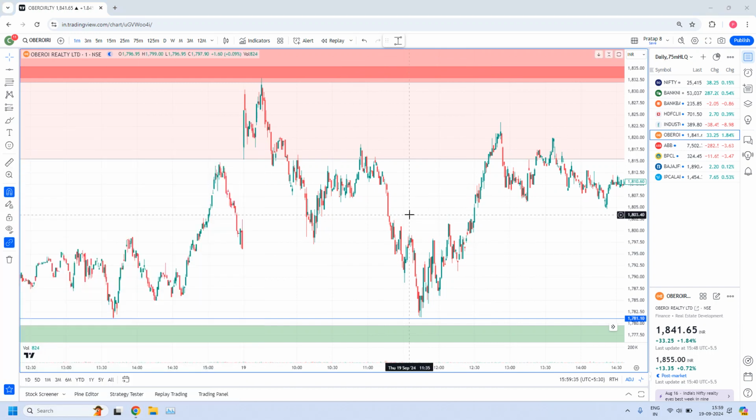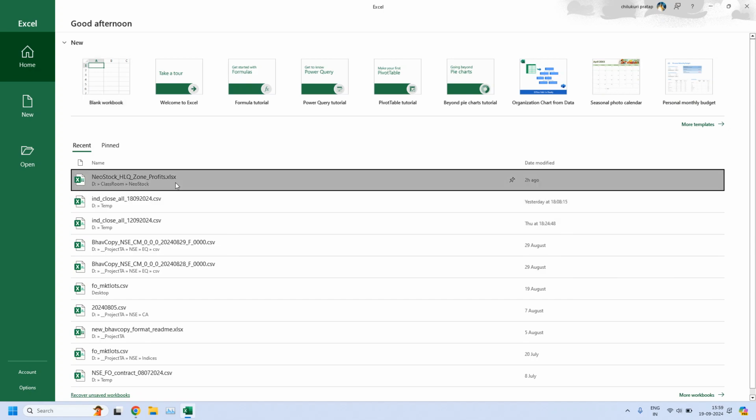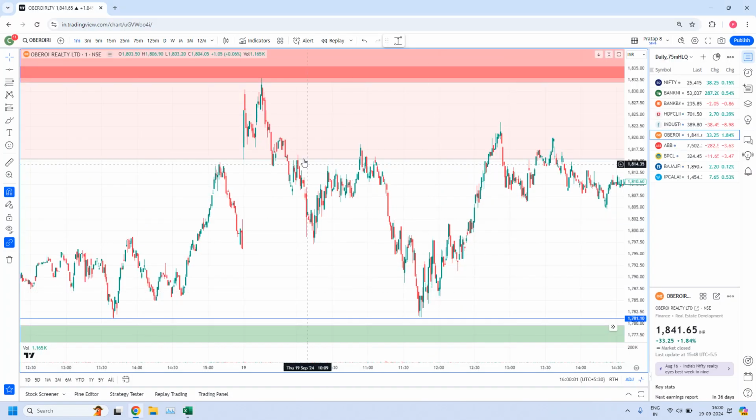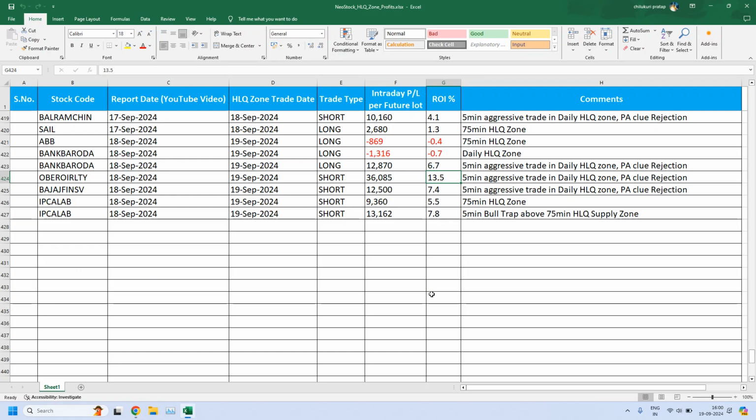Let me open the Excel sheet. Oberoi Realty has given 36,085 rupees as per one futures lot. Based on one futures margin cost, the ROI is 13.5%. With one futures margin cost, it has given 13.5% ROI from here to here. So within 2 hours 15 minutes, we captured a 13.5% return on our investment. Our investment is one futures margin cost. So, an excellent trade.